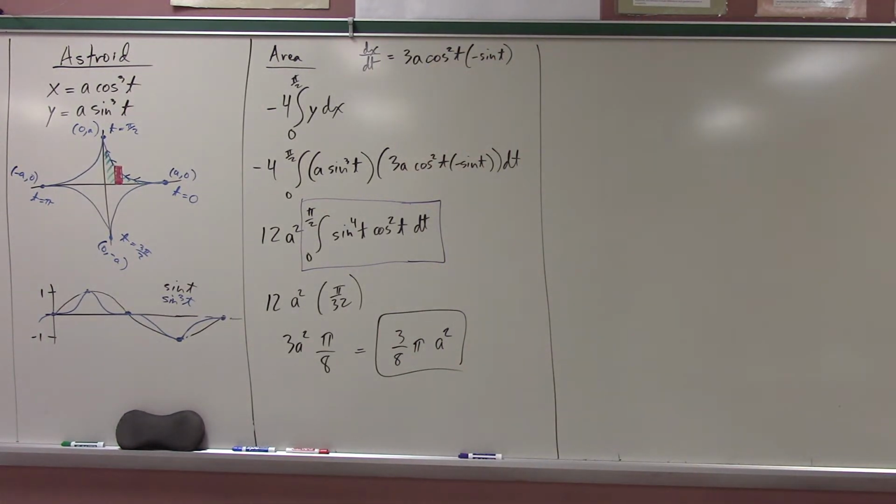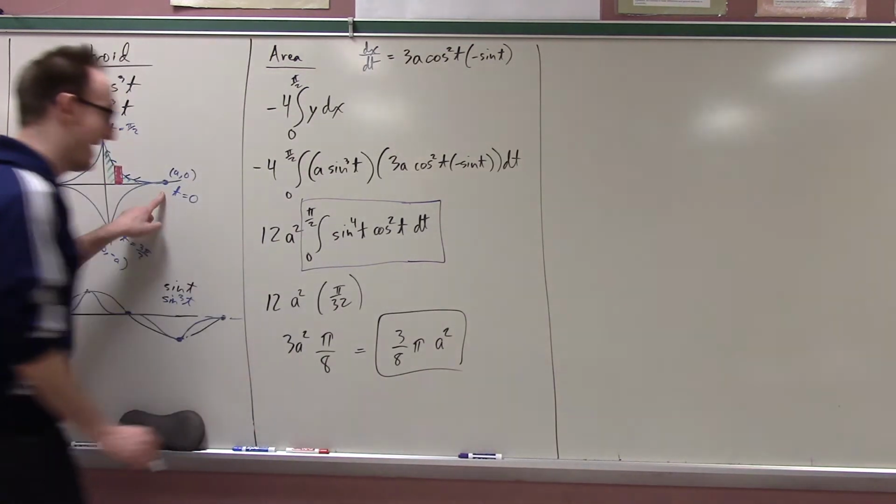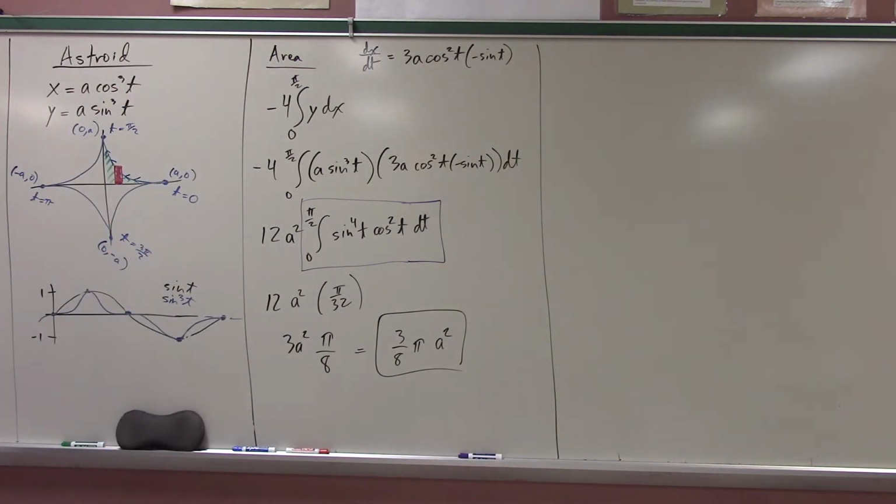And I guess seeing as how the area of a circle with radius a is pi a squared, the takeaway here is that the area inside an asteroid in general is 3/8 of the area inside the corresponding circle. Which maybe means I drew my asteroid a little bit harshly. That looks like less than 3/8. But anyway, there's the math.